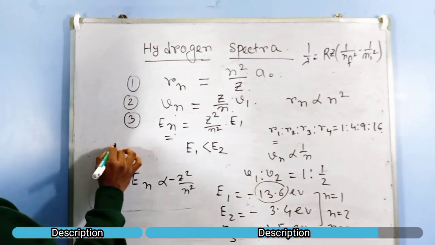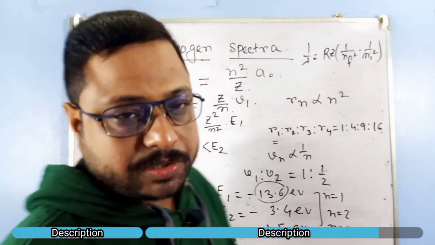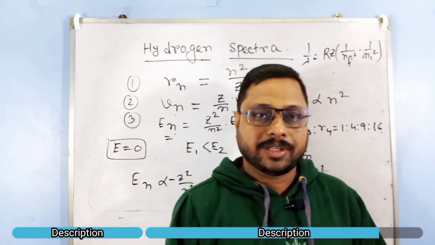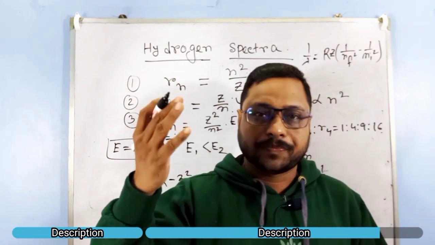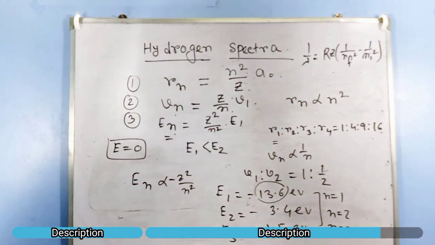That is, energy 0 means, what is the value of energy being 0? 0 means there is a wide gap, a wide distance between the nucleus and the electron. 0 means the force is very small, there is a wide gap.